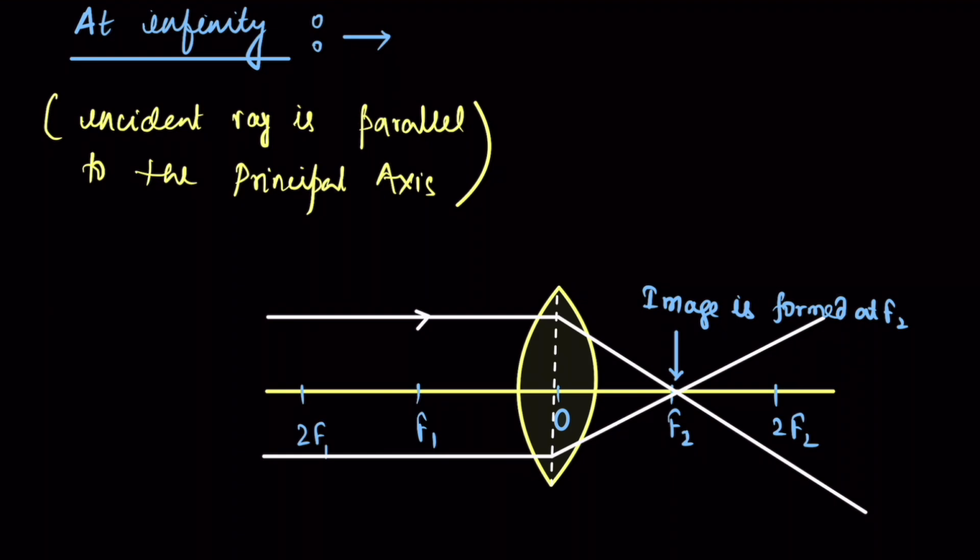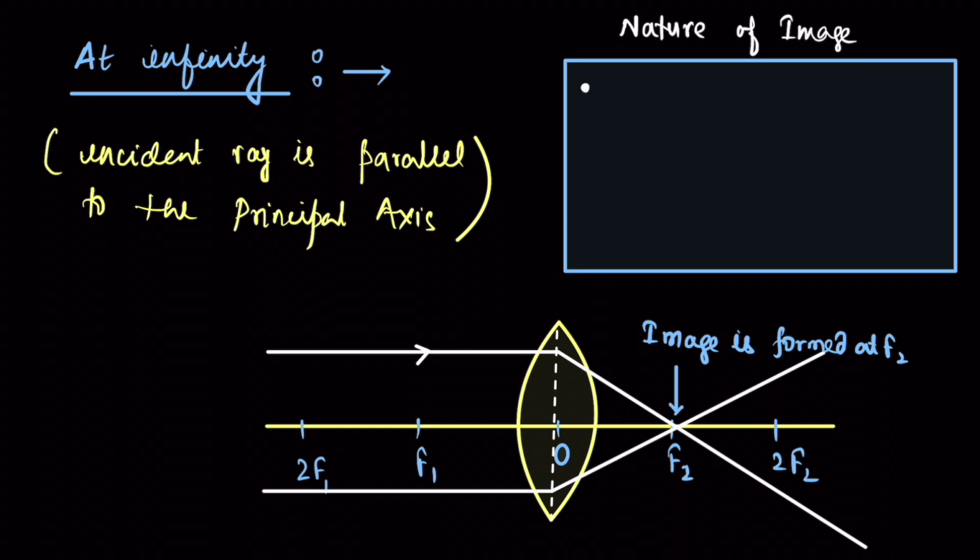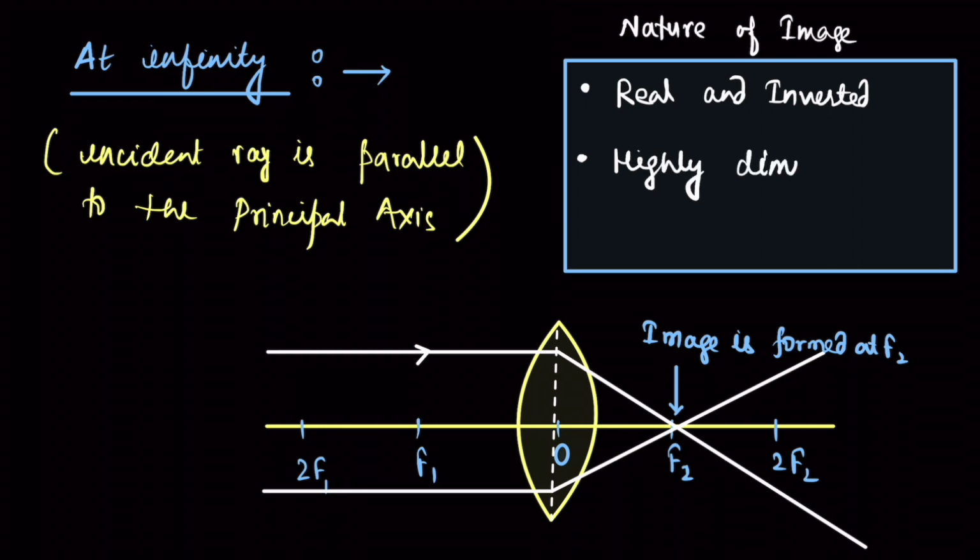So we can write the nature of the image. First is, it is real and inverted. In lenses, when the image is on the right side of the object, it will be real and inverted. Second is, it is highly diminished. And third is, the image is formed at f2.